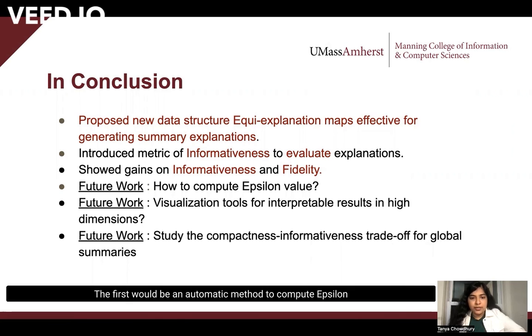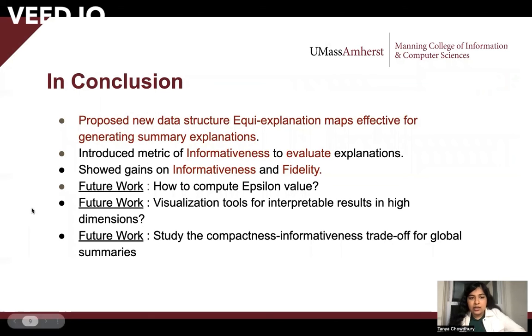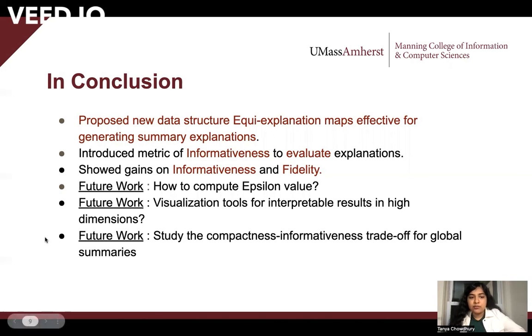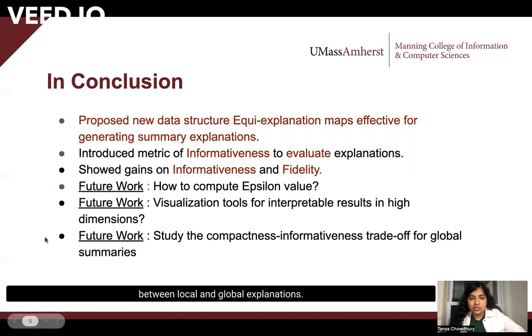The first would be an automatic method to compute epsilon value rather than leaving it on the user input. Another interesting HCI work would be better visualization for interpretable results in higher dimensions, since tables are also harder to read for dimensions greater than 5. Another future work would be to study the compactness-informativeness trade-off for global summaries in detail and reach a sweet spot between local and global explanations.